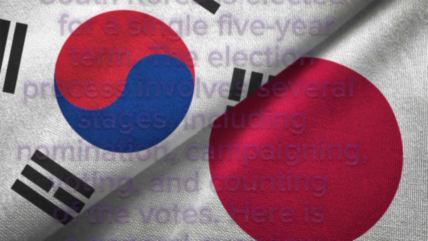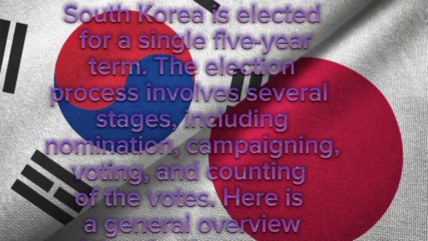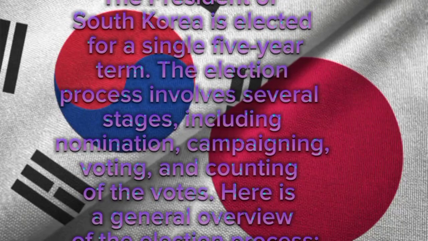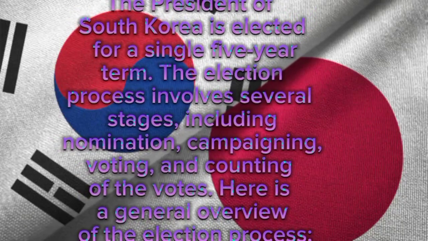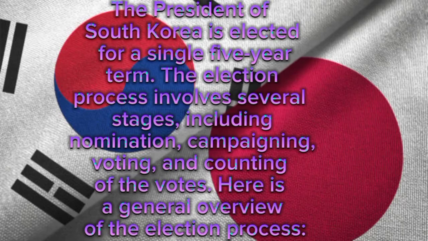The president of South Korea is elected for a single 5-year term. The election process involves several stages, including nomination, campaigning, voting, and counting of the votes. Here is a general overview of the election process.